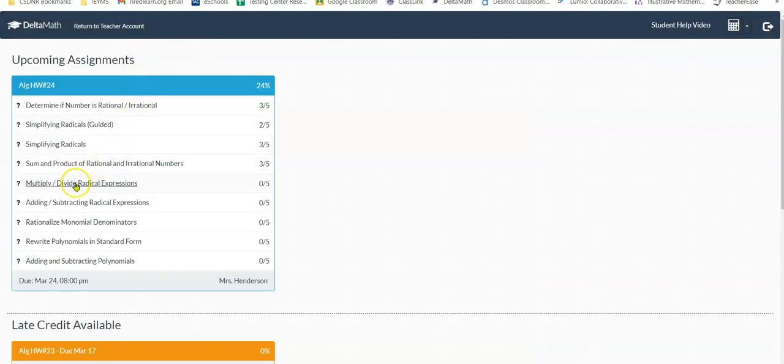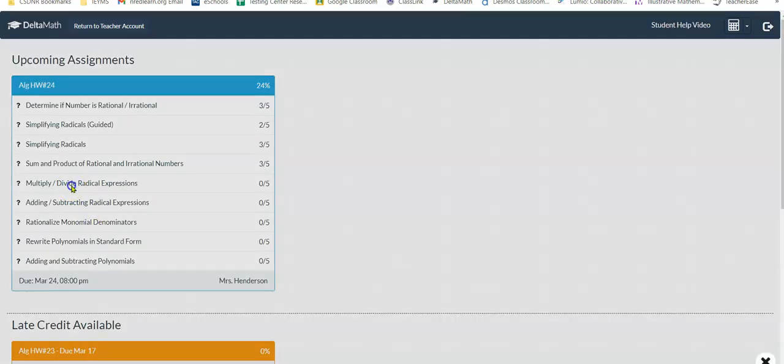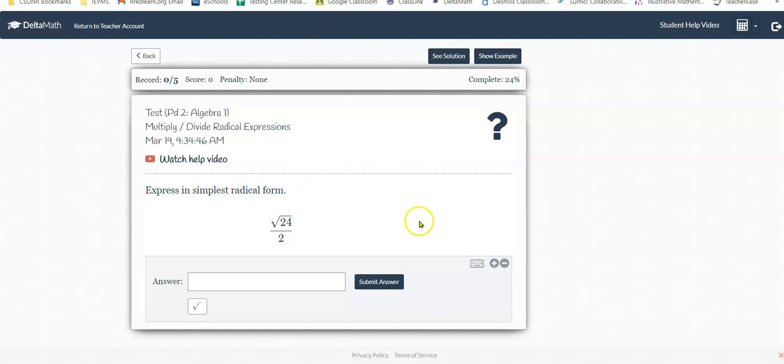Next topic, multiplying and dividing radical expressions. Multiply and divide radical expressions. All right, this actually is not a multiplication problem. This is just a simplification problem, but okay, let's go with it.